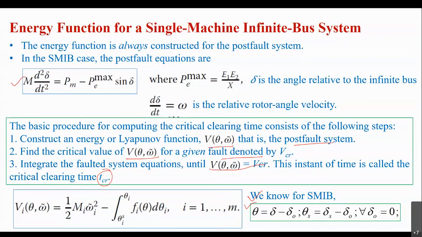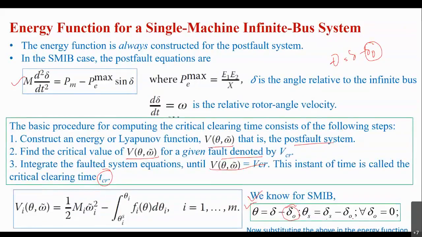Theta equal to delta minus delta naught. For multi-machine system, we know theta equal to delta minus delta O. So this delta O was nothing but center of inertia, right? So here delta O is the angle of the infinite bus. And in this case, delta O is 0, right? Similarly, I can write theta S equal to delta S minus delta O. Here delta O is the angle of the infinite bus, that is also 0 here, right?